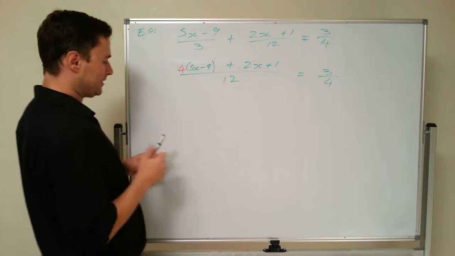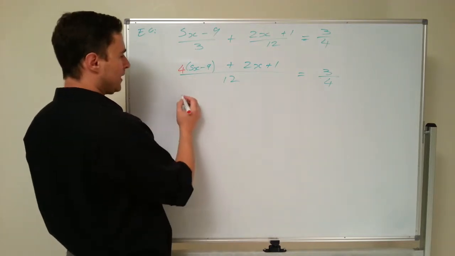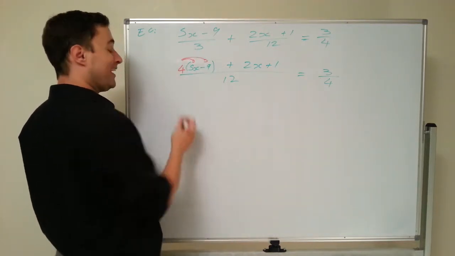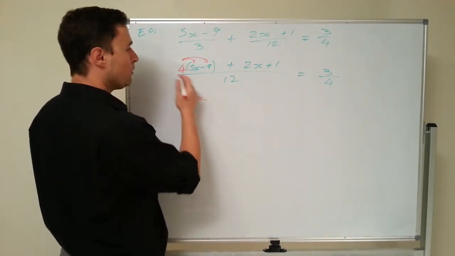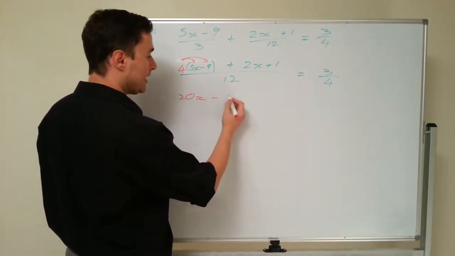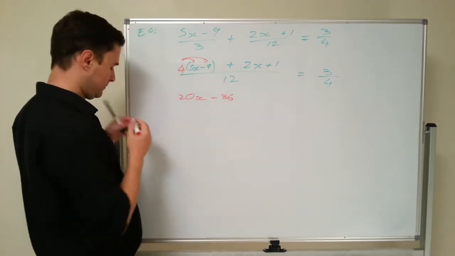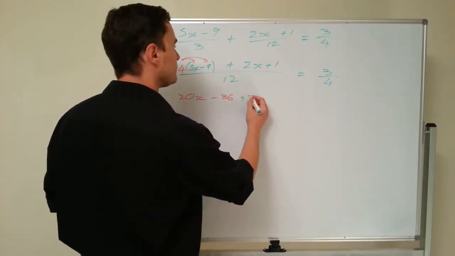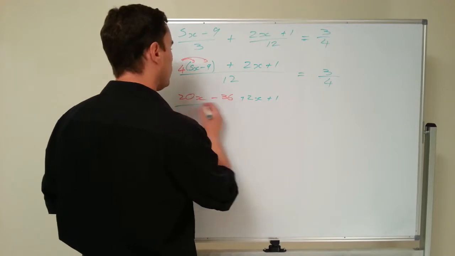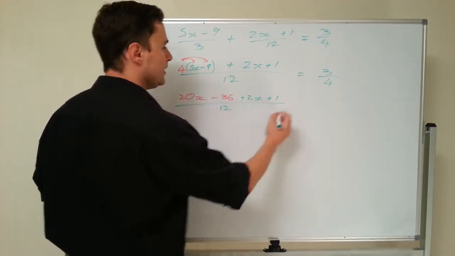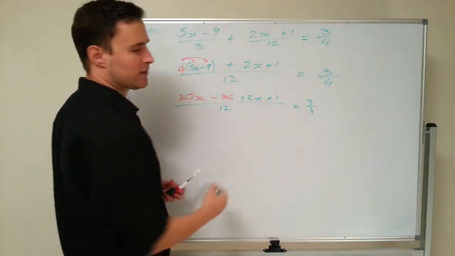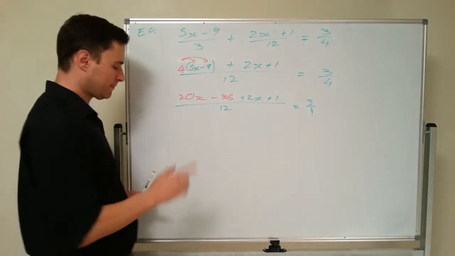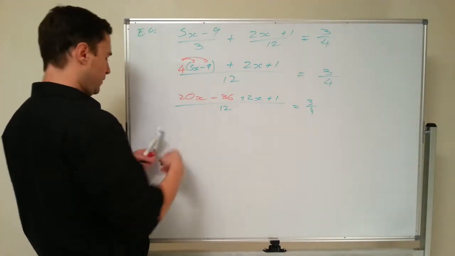So let's multiply this out. 4 times 5x, so I'm doing the distributive law. Again, there's a video on this as well. 4 times 5x is 20x. 4 times negative 9 is negative 36. You all with me? Plus 2x plus 1 all over 12 equals 3/4. Some people might be freaked out that I haven't changed that to 12 yet. Don't be. So let's tidy up the top here.